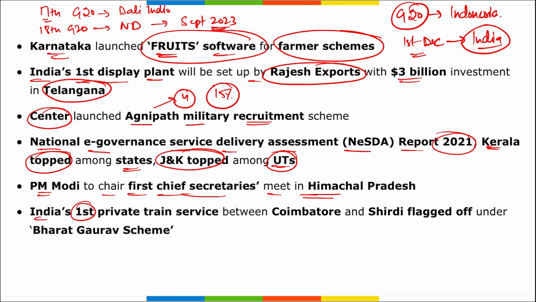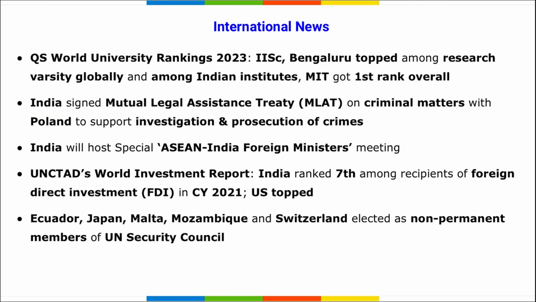Then India's first private train service between Coimbatore and Shirdi has been flagged off under the Bharat Gaurav scheme. Important. Next we are talking about the QS World University Rankings for the year 2023. Here, if we are talking about Indian institutes, IISc Bangalore has topped among the research universities globally. All right, and MIT has got the first rank in the overall category under the QS World University Ranking.